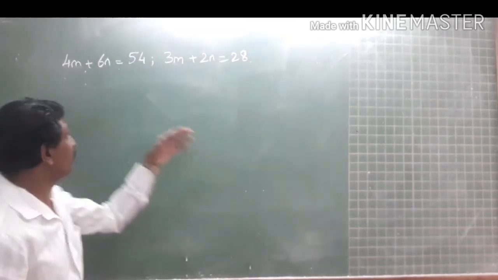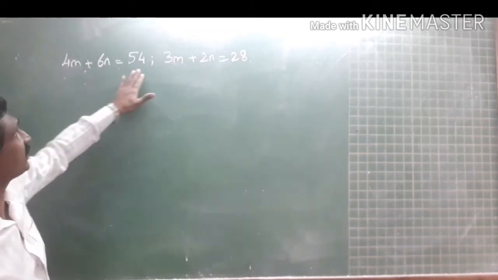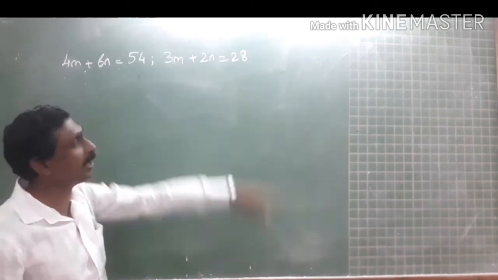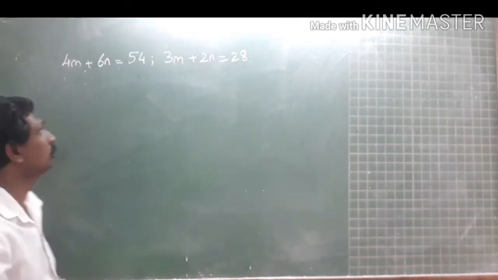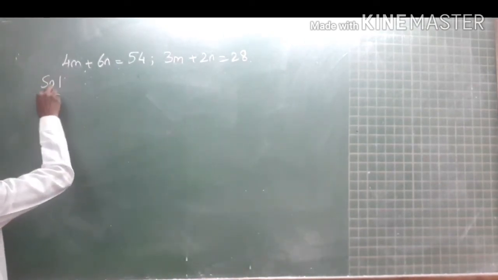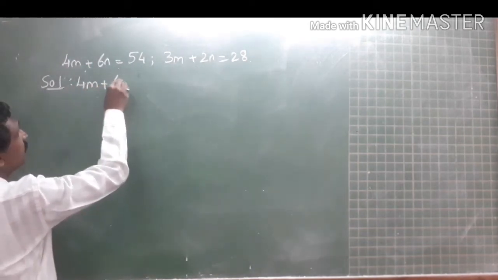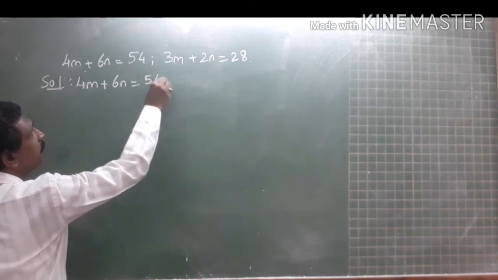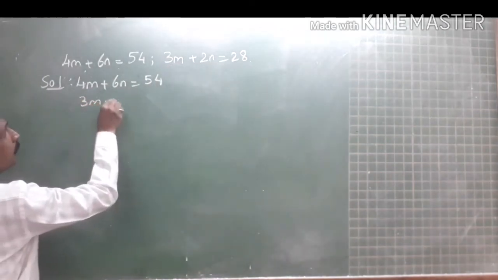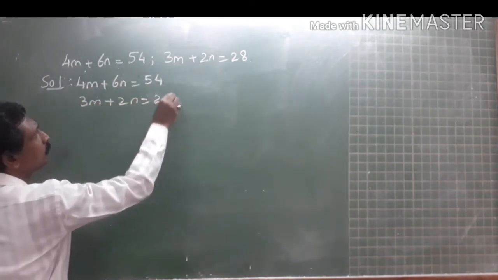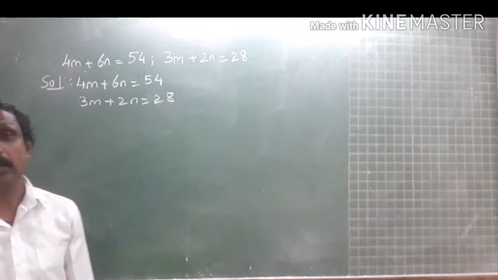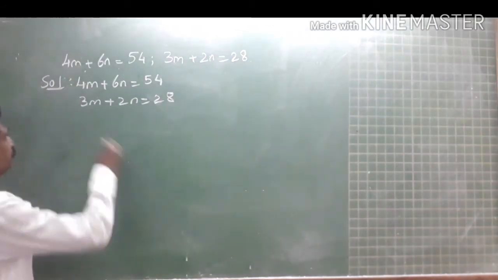Let's take one more example. 4m plus 6n is equal to 54. 3m plus 2n is equal to 28. Solution. Let's write the equations. 4m plus 6n is equal to 54. 3m plus 2n is equal to 28. Now, let us find d.